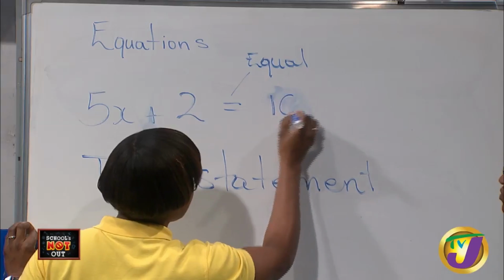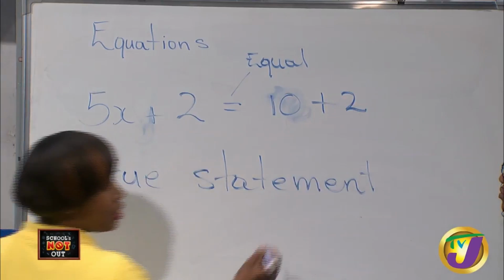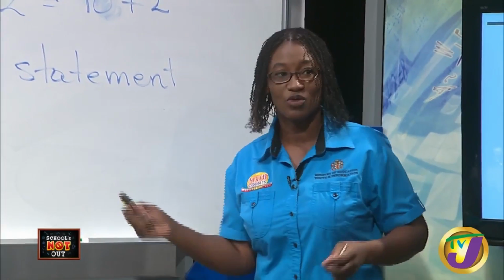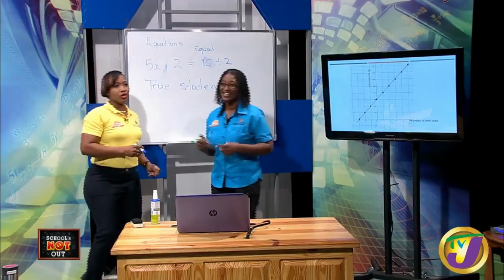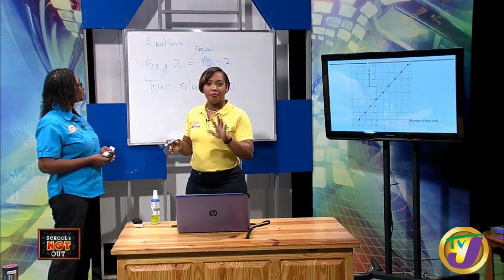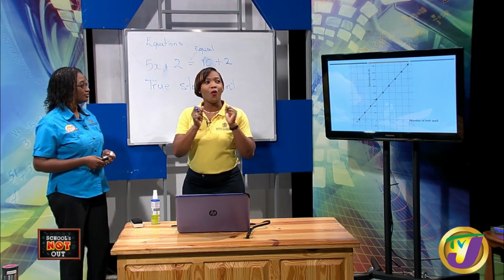I could have written this as 10 plus 2, because it's still 12. We could have done that, or we could have variables too, but we'll explore that in another lesson. So remember, equations are true statements, and the left side must be equated to the right side.